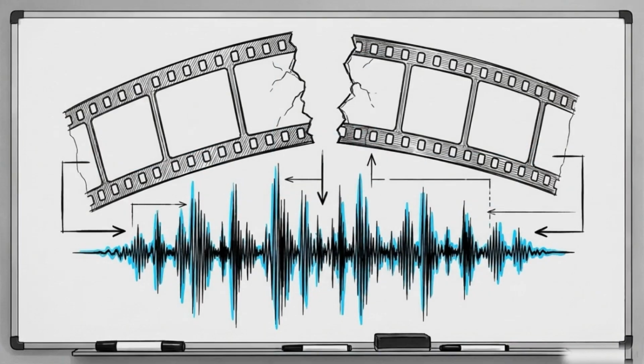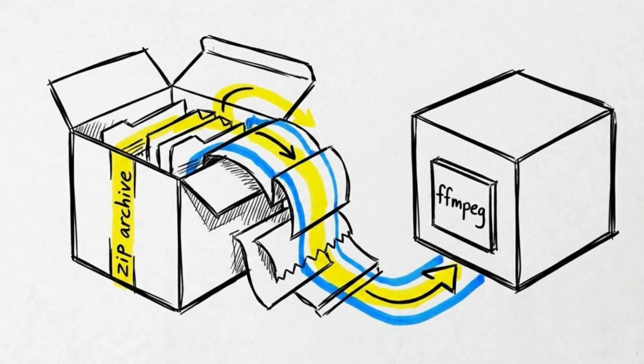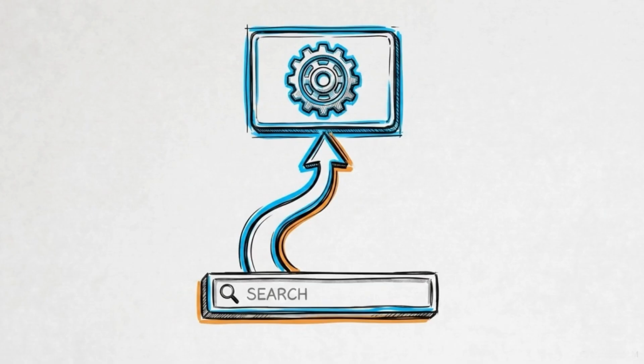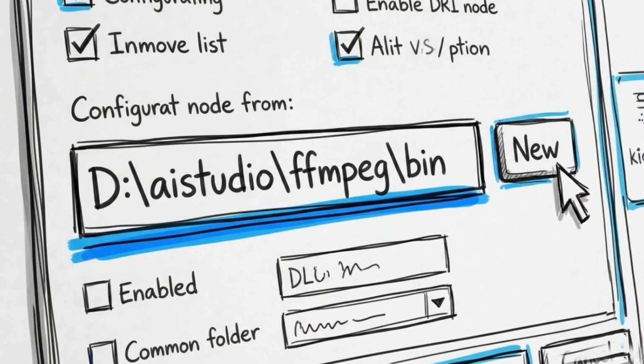Now we need a tool to extract audio from video files. Download the essentials build of FFmpeg from gyan.dev, extracting its content into the empty FFmpeg folder. To let Windows know where FFmpeg lives, open Windows Search, type environment variables and click Edit. Find the path variable under System Variables, click Edit and add a new line pointing to the FFmpeg bin folder.